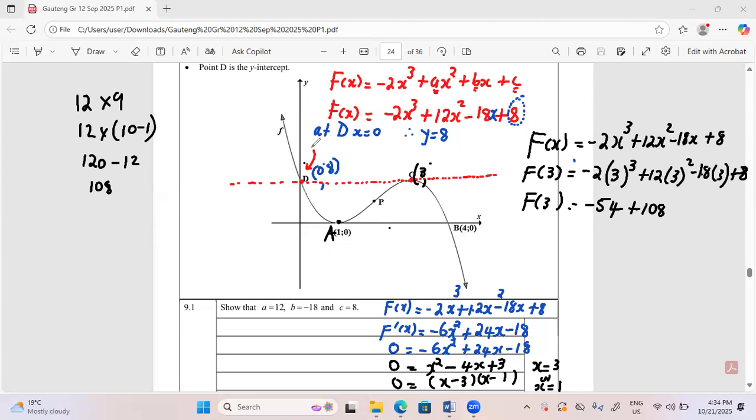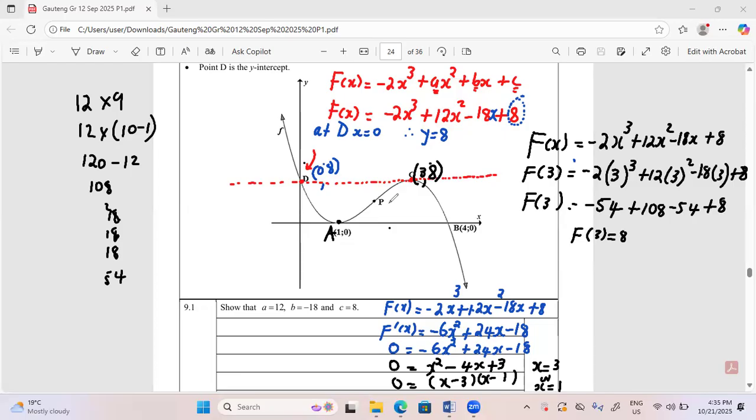Negative 18 times 3. 8 times 3 is 24, carry 2, 18 times 3 is 54. So it's minus 54 plus 8. So it's 8. Yes, it's 8. So it means that at C, the coordinates are 3 and 8, which is the turning point of F.